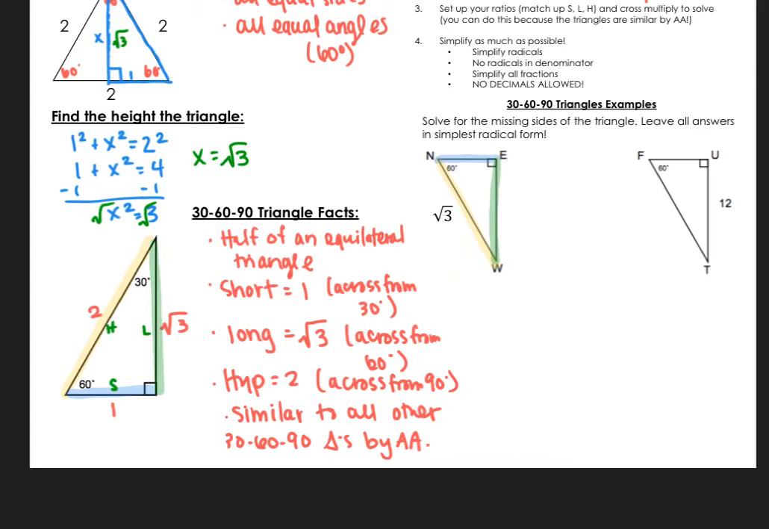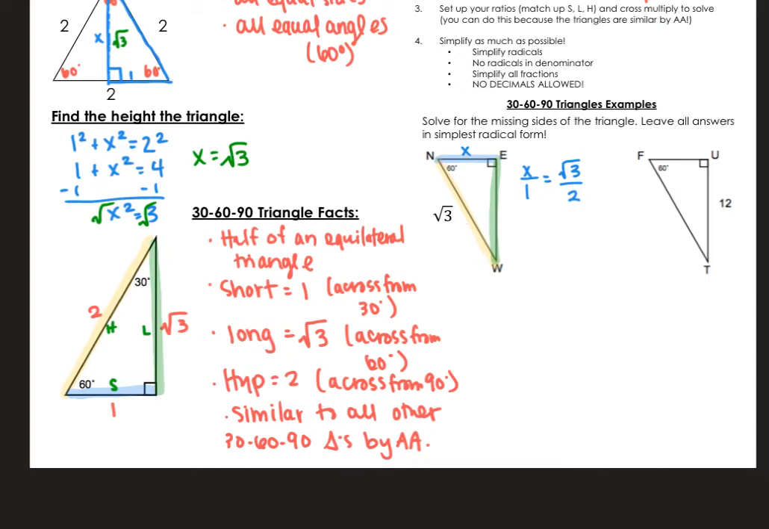So now we're going to set up our ratios. First side I'm going to solve for is NE, which is my short side. So my ratio is going to be x over, and I'm going to match it up with the short side of my basic triangle, x over 1. And then I'm going to use the information I have. Square root of 3, which is the hypotenuse, goes with 2. So I did short over short equals hypotenuse over hypotenuse.